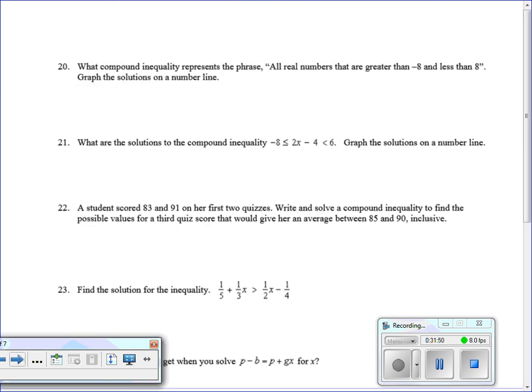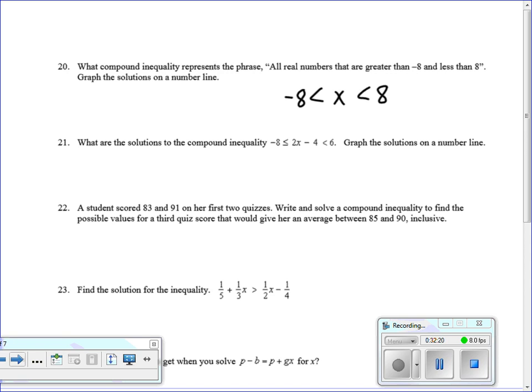Okay, 20. It says, what compound inequality represents the phrase all real numbers greater than or equal to negative 8 and less than 8? Okay, so all real numbers that are greater than negative 8, it's not equal to, just greater than. So greater than negative 8, but less than 8. So greater than negative 8, less than 8, anything in between that.